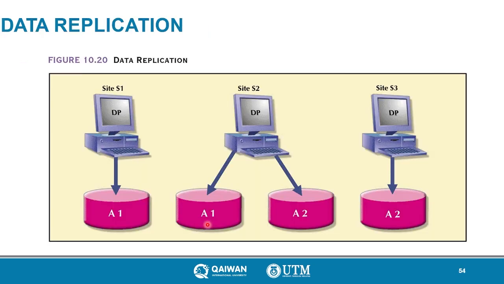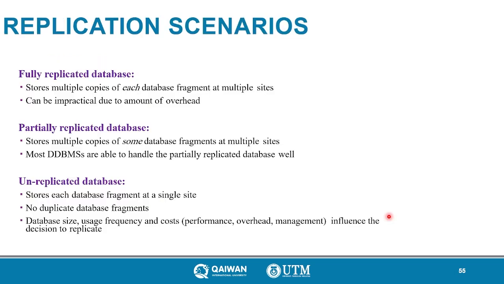Now, data replication: we have site 1 with DB A1, and A2, and site 3 has A2. Now, replication scenarios. A fully replicated database stores multiple copies of each database fragment at multiple sites. It can be impractical due to the amount of overhead.